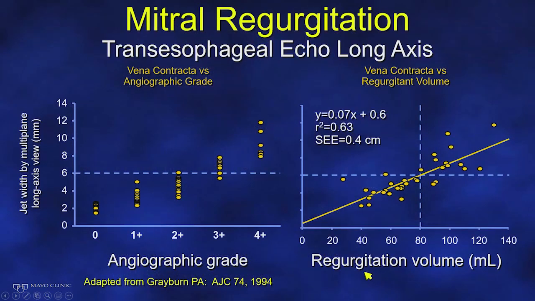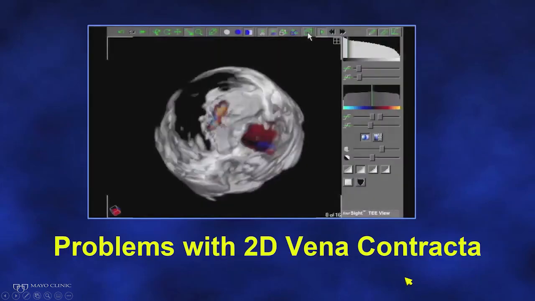And this has been validated. This is data from Paul Grayburn many years ago now, looking at angiographic grade versus the vena contracta. And you can see it's a pretty good correlation, 1, 2, 3, 4 plus angiographic grade with the width of the vena contracta shown here in millimeters. In addition, he correlated it with regurgitant volume, and there's a pretty good correlation. It's not perfect, but it's pretty good. So this technique does work.